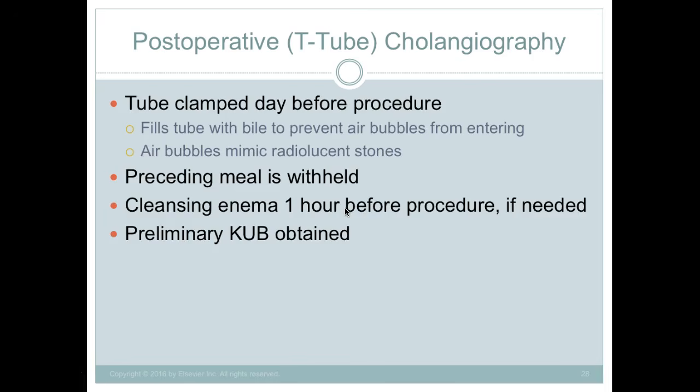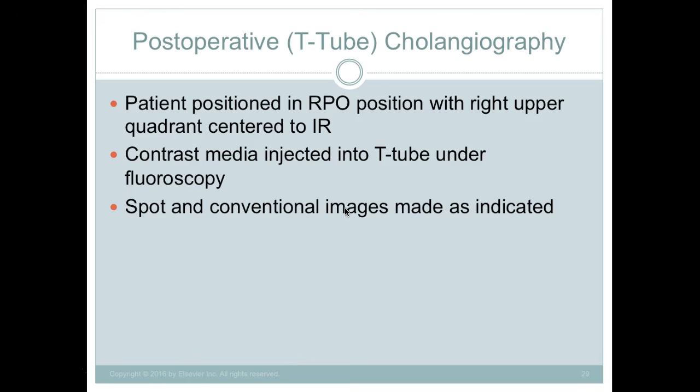The tube may be clamped the day before the procedure. It fills the tube with bile to prevent air bubbles from entering, and air bubbles mimic radiolucent stones, as you probably are aware of. So the preceding meal is withheld; they usually have surgery in the morning, so dinner is withheld, and we give an enema 1 hour before the procedure. And sometimes we'll take a KUB just to take a look at the system.